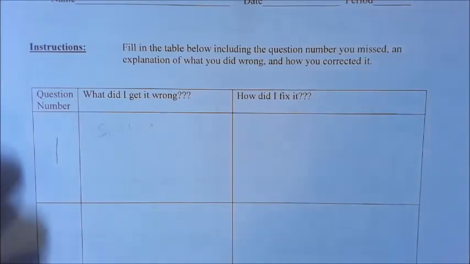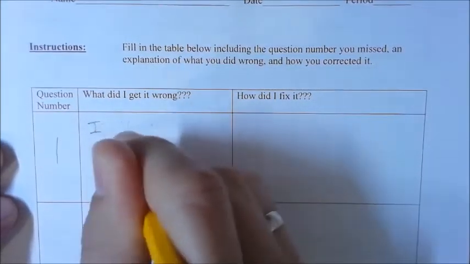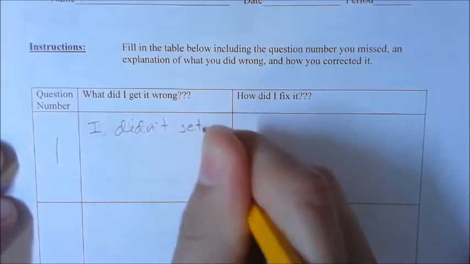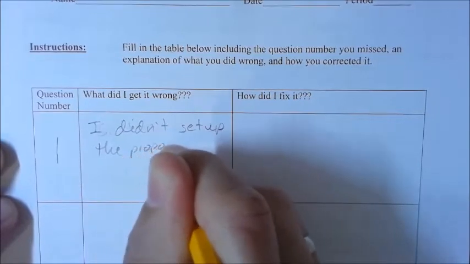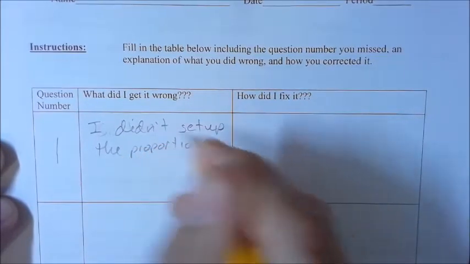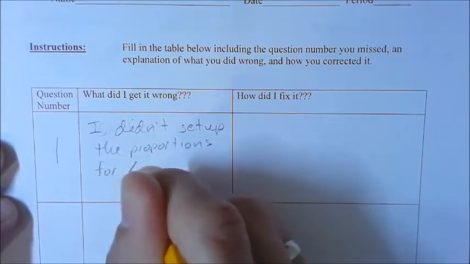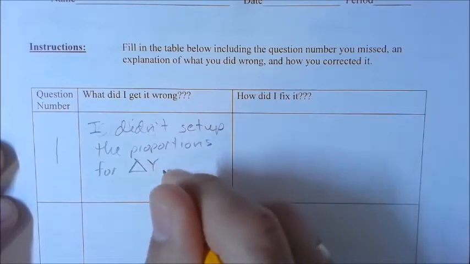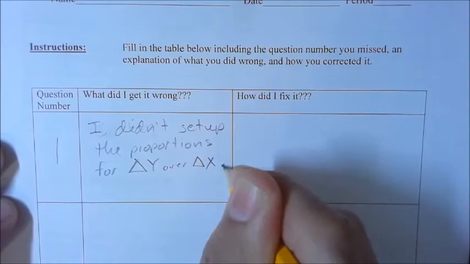So then you would just say, what did I get wrong? I didn't set up the proportions for my change. Remember, delta y means your change in y over the change in x.